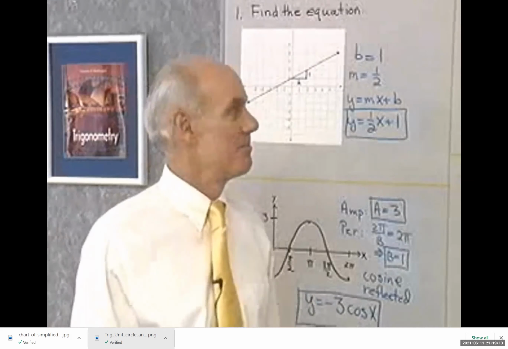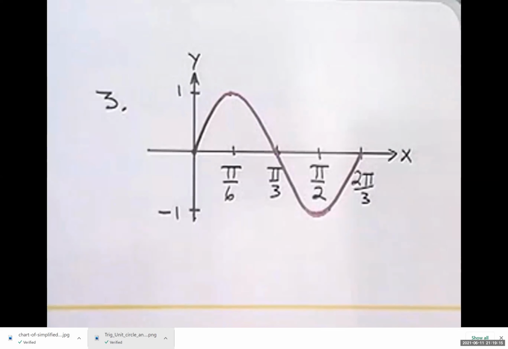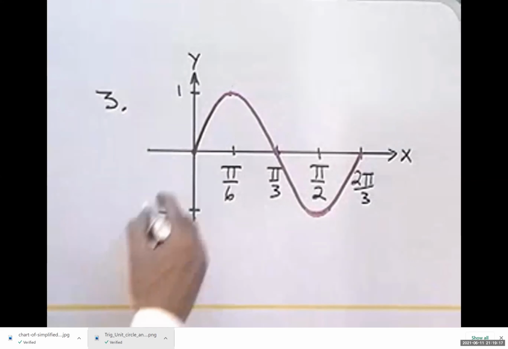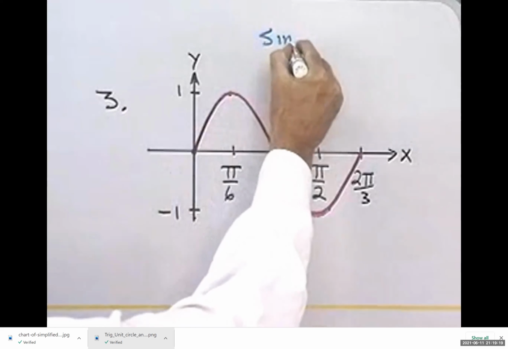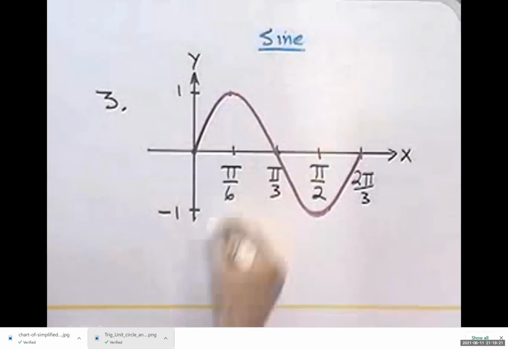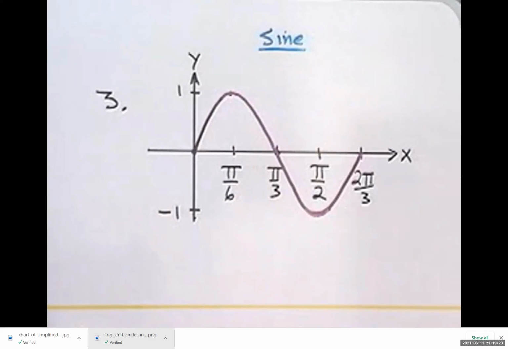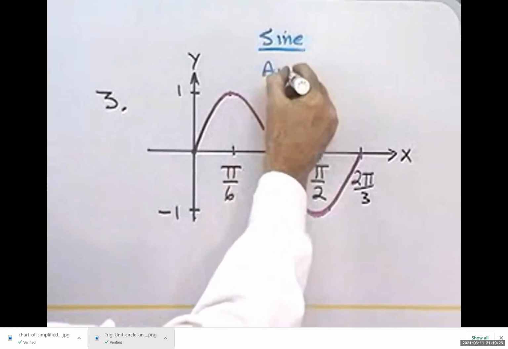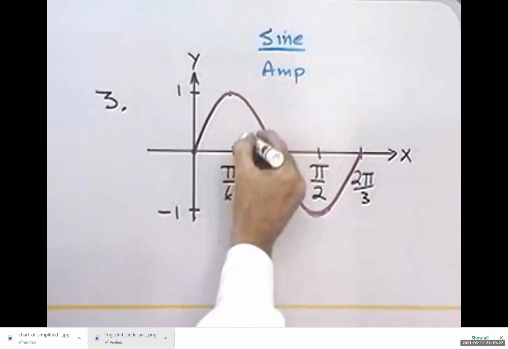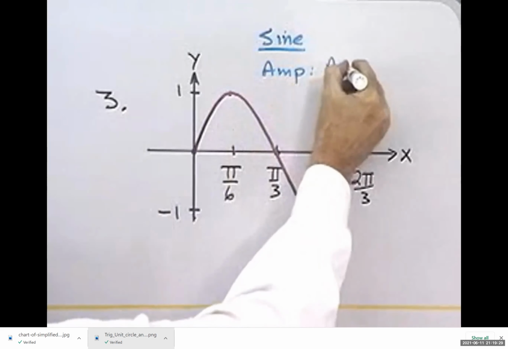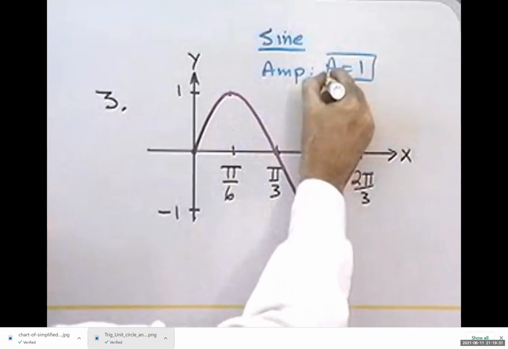Let's look at our next one. I have this curve, it looks to me like a sine curve, so I'm going to say, okay, this is a sine curve. So I have a sine curve. The amplitude, I'll check it. The amplitude is 1, so that tells me that a is equal to 1, so I have that coefficient.